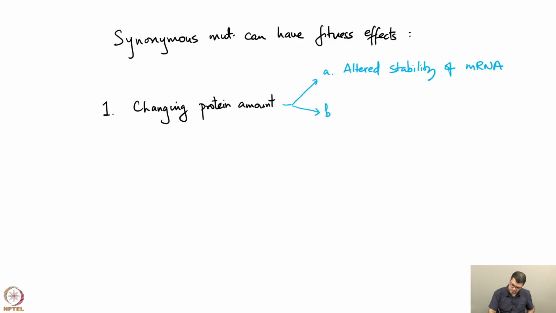Secondly, you can get that by altered access to ribosome. If at the 5' end of this mRNA we have a tight hairpin or the ribosome binding site is embedded deep in the mRNA structure, then it is harder for the ribosome to get access. And lastly, the use of a rare codon, which slows down translation.